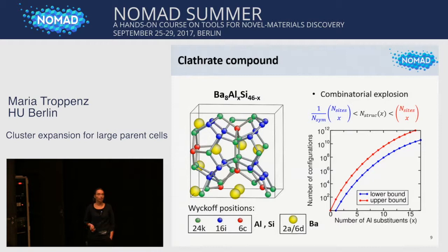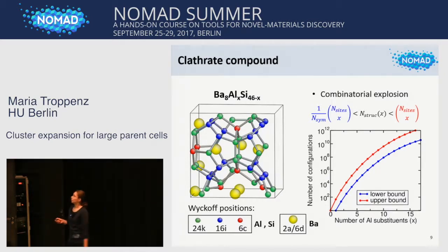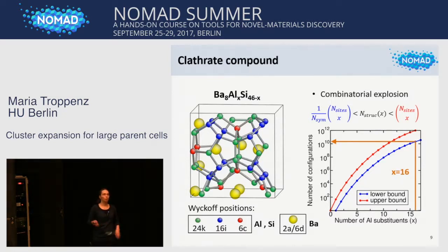The main challenge to study the clathrate compounds is to find the stable structures and determine for each composition, for each aluminum content, where the aluminum sit inside the host structure. We have a huge configuration space for each composition, and there are some estimates for the number of configurations per aluminum content. The upper estimate is given by the binomial coefficient, and the lower estimate is given by the binomial coefficient divided by the number of symmetries of the parent lattice. And one can see for the charge compensated structure we have already over 1 billion possible structures.